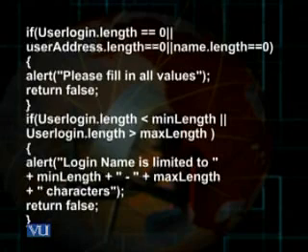Then the second check, the second if statement, you can notice if user login dot length is less than min length, or user login dot length is greater than max length, in that case again an alert message. And what should be typed in the alert box? Login name is limited to, then there is the concatenation mark plus min length. The value of min length we have set 3, so the digit 3 would appear.